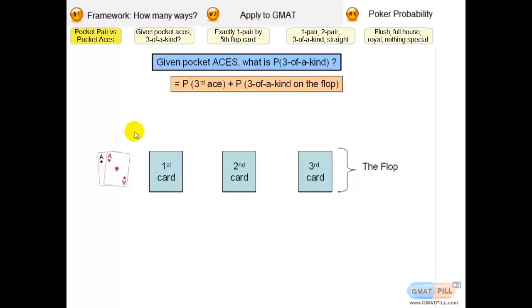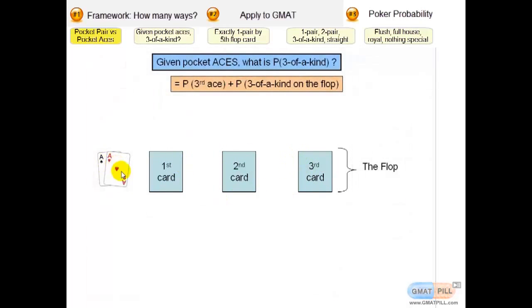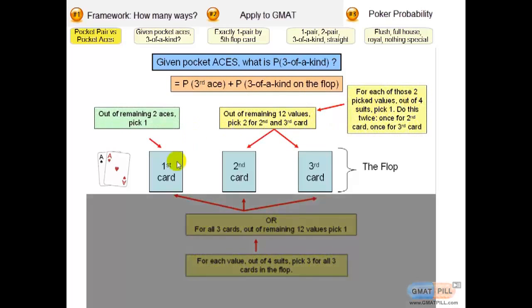Well, you can get a 3 of a kind by having a third ace, and that's over here, probability of getting a third ace. Or there's a possibility that all 3 of these cards are the same value, in which case this would be a 3 of a kind here. Effectively, that 3 of a kind would get you to a full house overall, but the question is asking what's the probability of getting a 3 of a kind. So these are the 2 possibilities. So let's break that down.